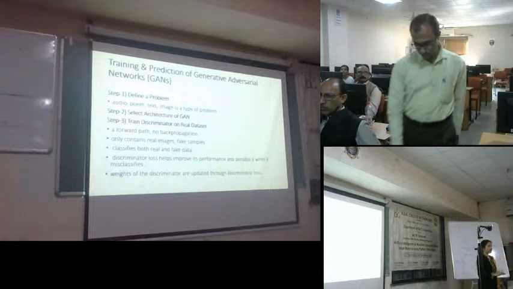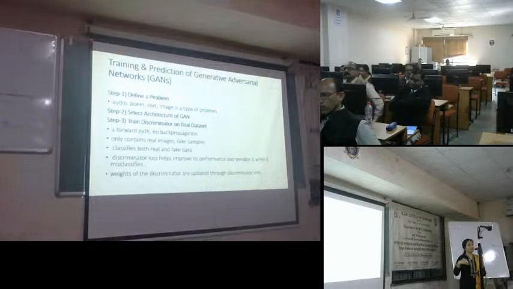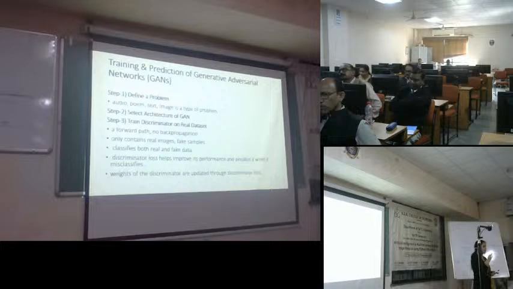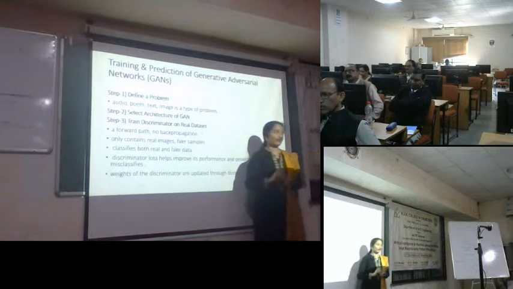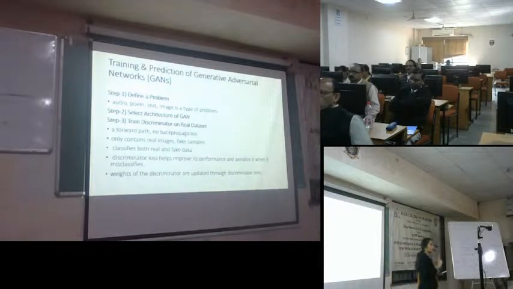Discriminator loss. There is a cross entropy loss, called the discriminator loss, that will help us improve the performance. Now the weights of the discriminator are updated when my discriminator is not able to identify which one is real and which one is fake. At the initial stage there is no back propagation. First we have to prepare our discriminator.